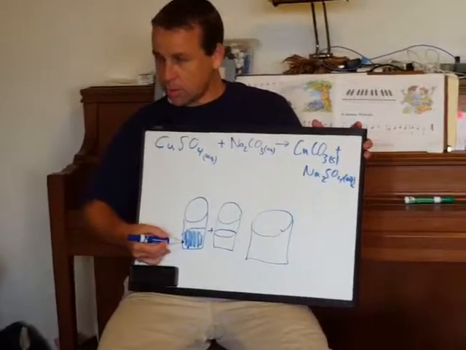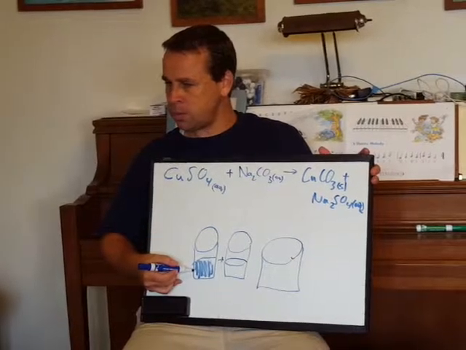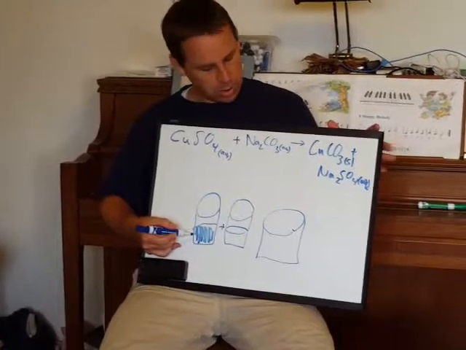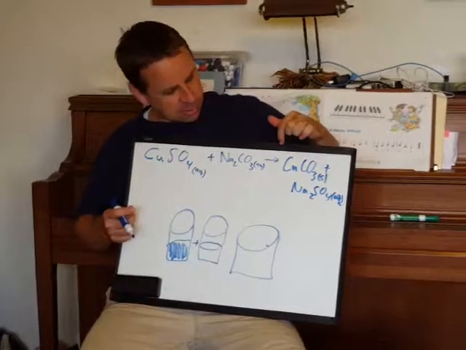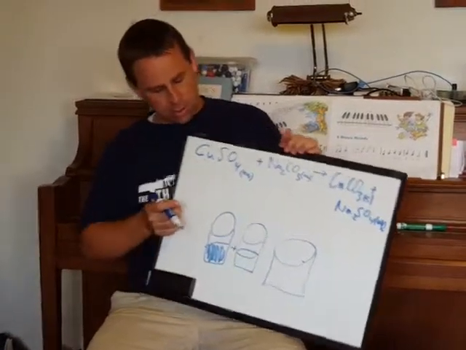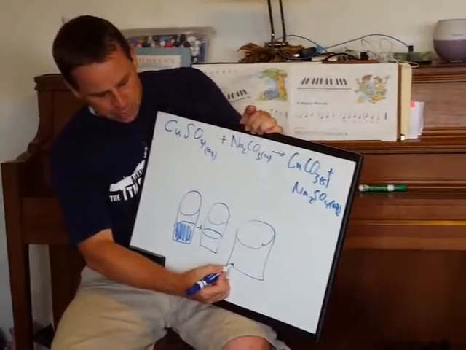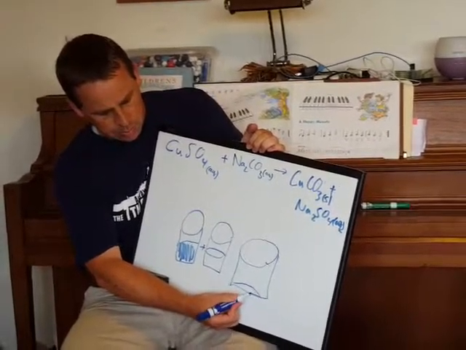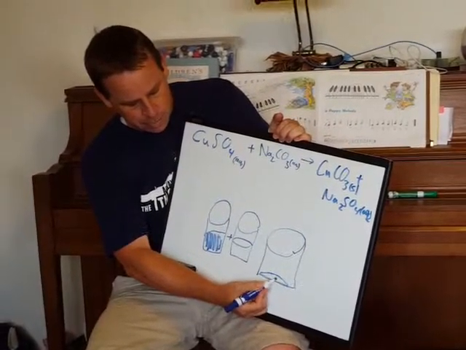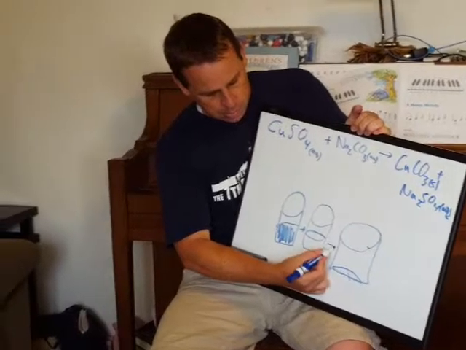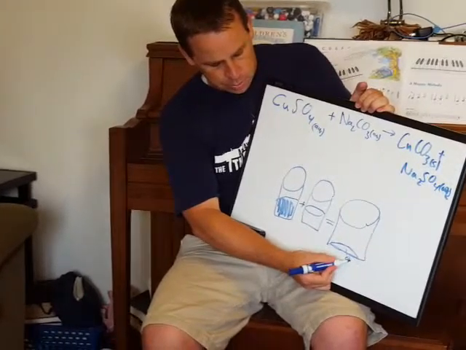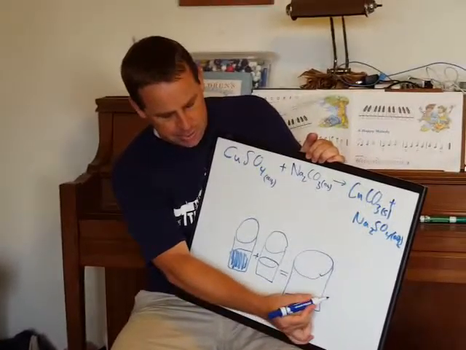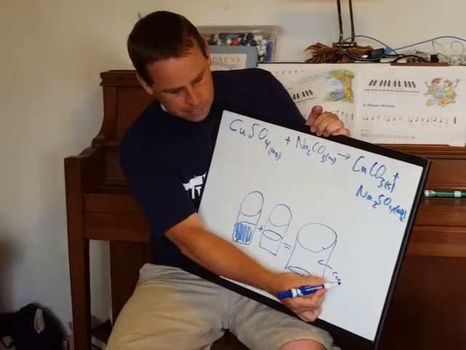Copper sulfate. What color did I tell you it was? Blue. And this product over here ends up being a powder. And if you let it settle, it'll be on the bottom. So two liquids become a solid. And this is a blue powder on the bottom. And this is colorless.